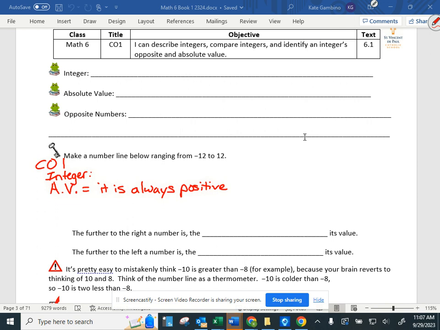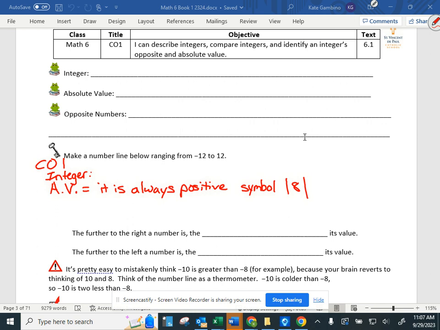You can put the symbol, you can put that. That's not an example, okay? You can put the symbol, the two straight lines, that means absolute value. So the definition and some added notes to help us remember about that absolute value.